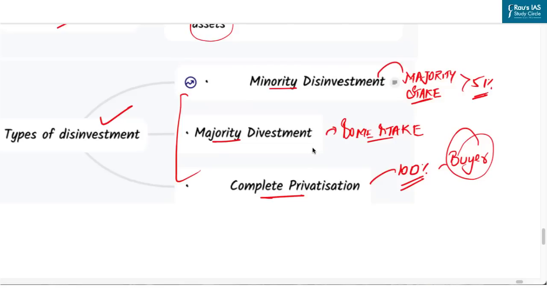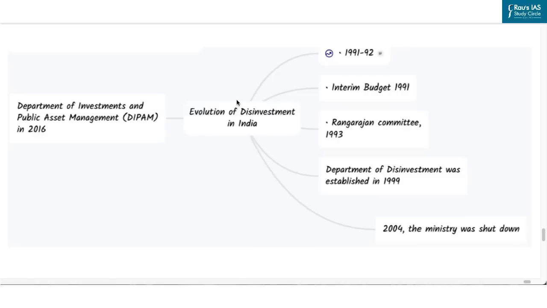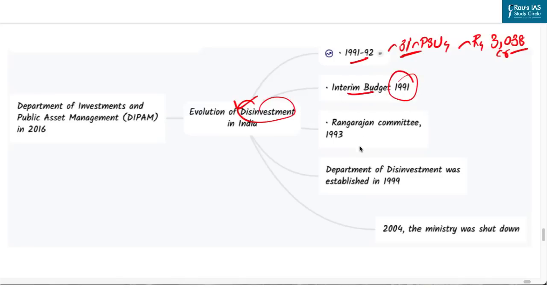Now most of you are curious to know when we started the process of disinvestment in India. So let's understand the evolution of disinvestment in India. It all started in year 1991 to 1992 when 31 selected PSUs were disinvested for rupees 3038 crore. Then later, the term disinvestment was used for the first time in Interim Budget 1991. Then later, the Rangarajan Committee in 1993 emphasized the need for substantial disinvestment. And this led to a new department of disinvestment which was established in year 1999.